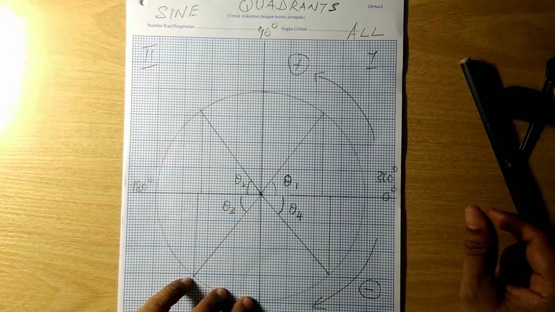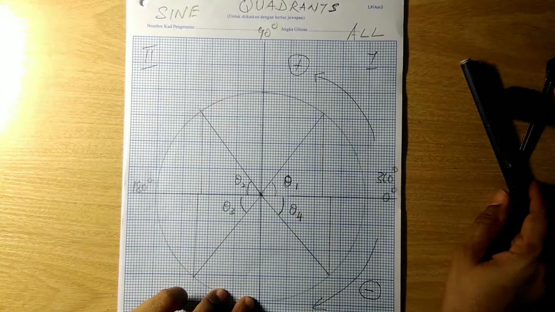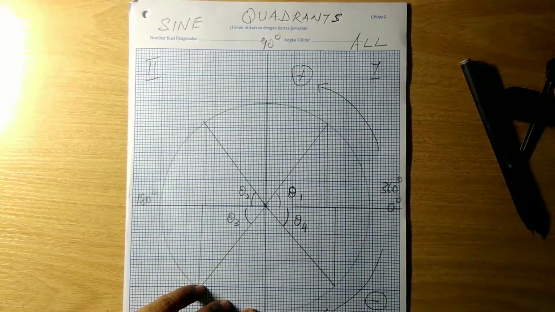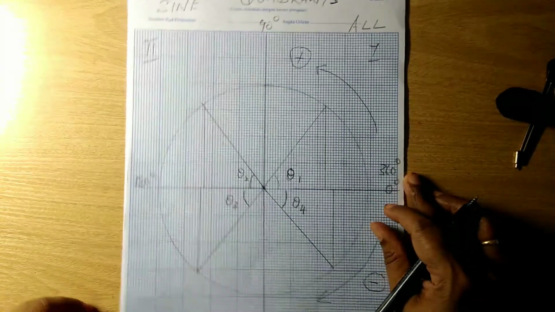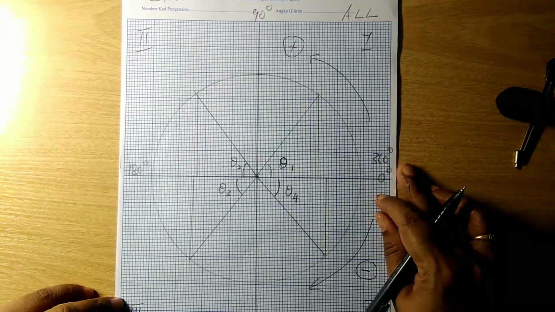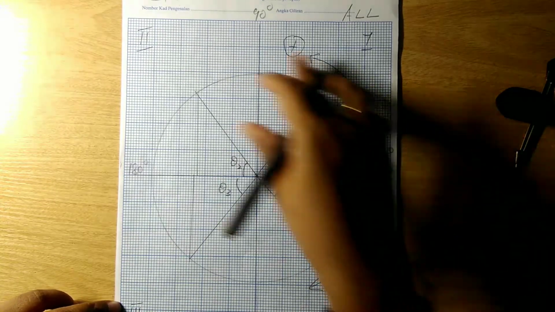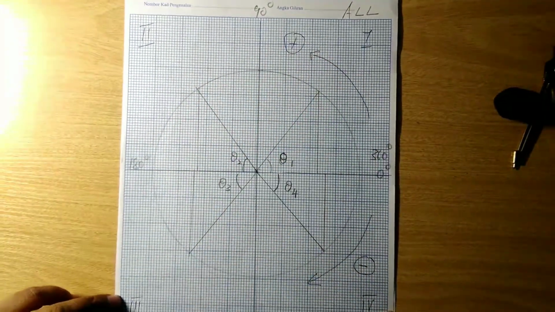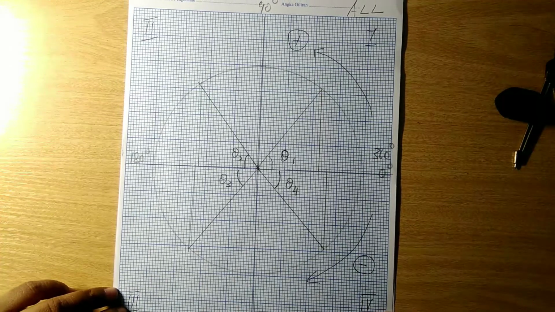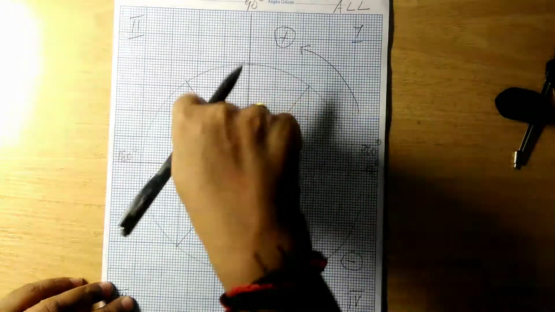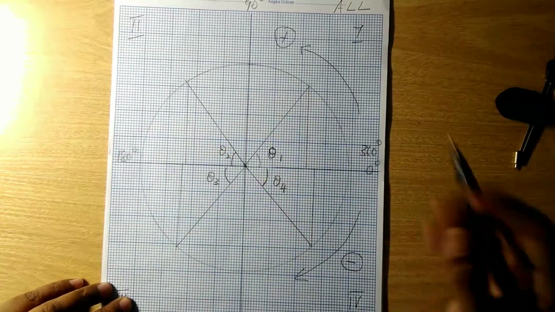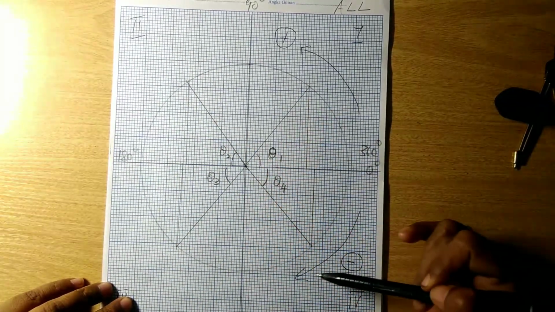We're going to look at some problem solving today. Okay, now let's recap our quadrants again. So if you remember, this is actually a unit circle. It's originated from a unit circle drawn in 4 quadrants: quadrant 1, quadrant 2, quadrant 3, quadrant 4.